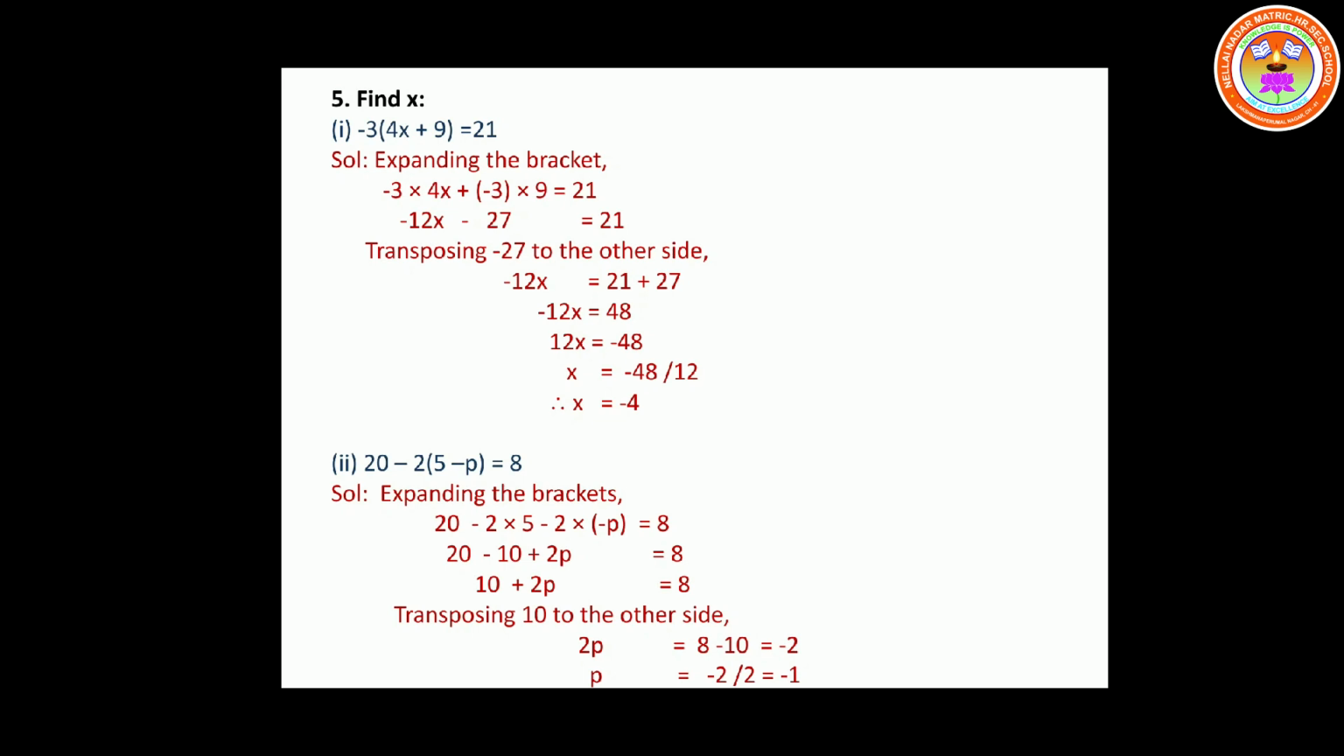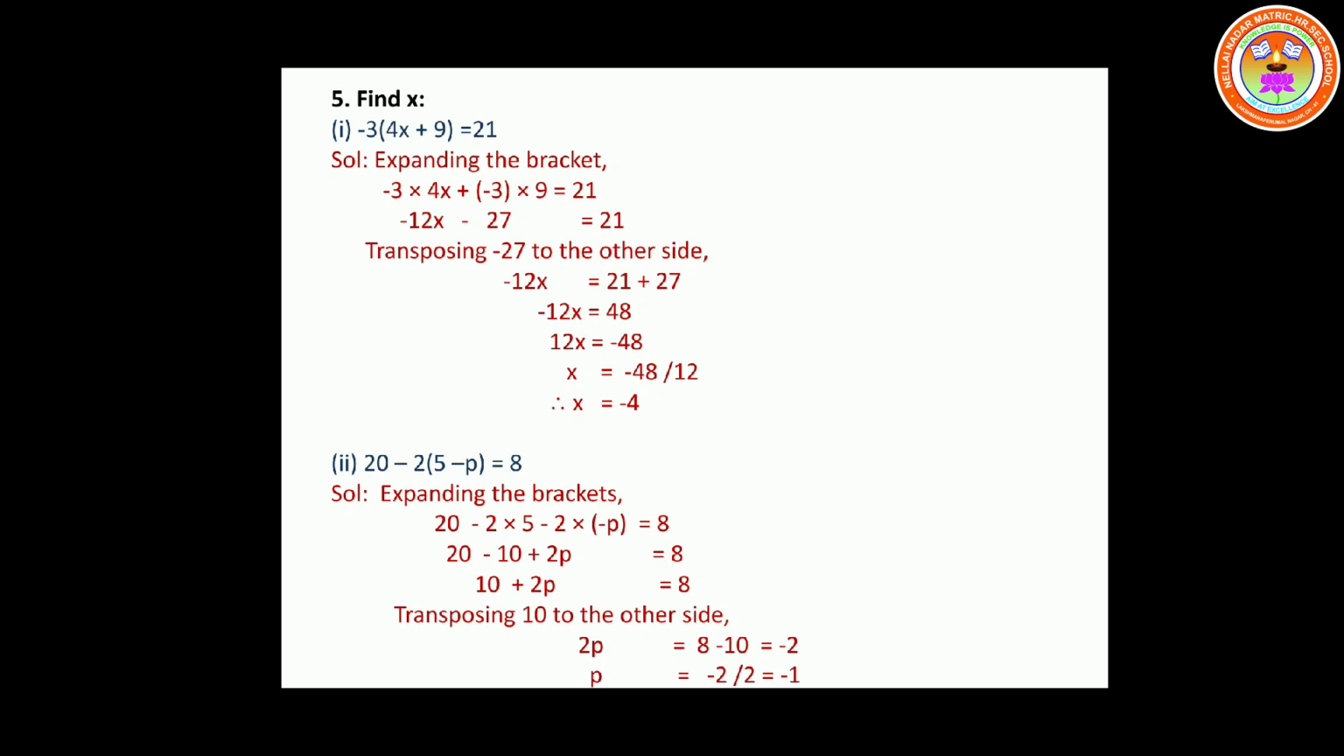Next, 20 minus 2 of 5 minus p, that is equal to 8. Now similarly, how we did the first sum, we are going to do the second sum. Expand the brackets. So 20 minus 2 is multiplied with 5 along with the symbol, and again 2 is multiplied with minus p. So 20 minus 2 into 5 minus 2 into minus p, that is equal to 8.